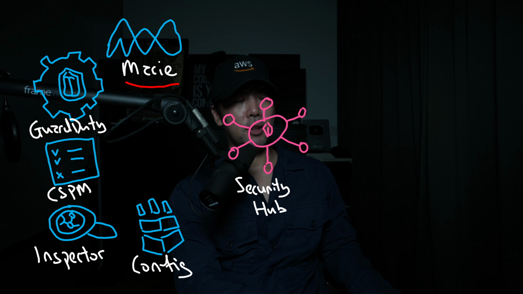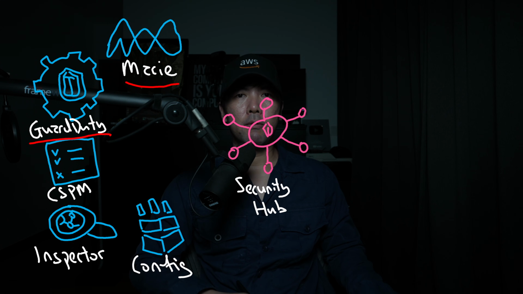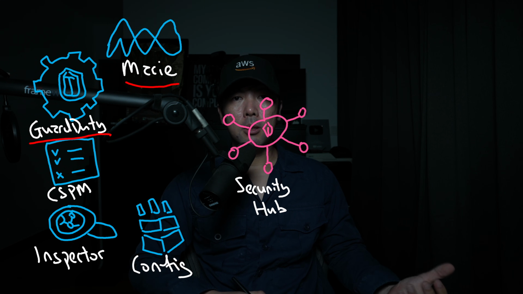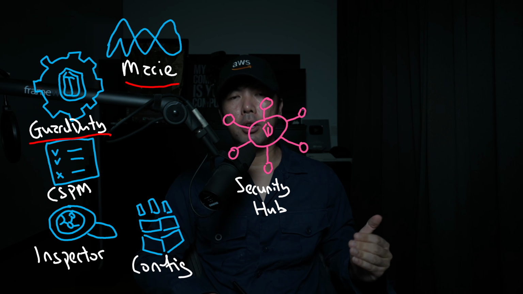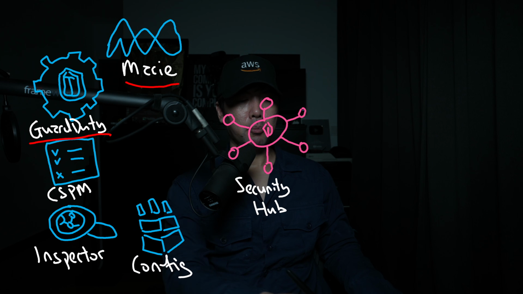Next up, of course, we have GuardDuty. GuardDuty is our threat detection service. So it's able to look out for, say, privilege escalation, malware running inside EC2, and all of that information. And again, the security findings are then streamed over into Security Hub.